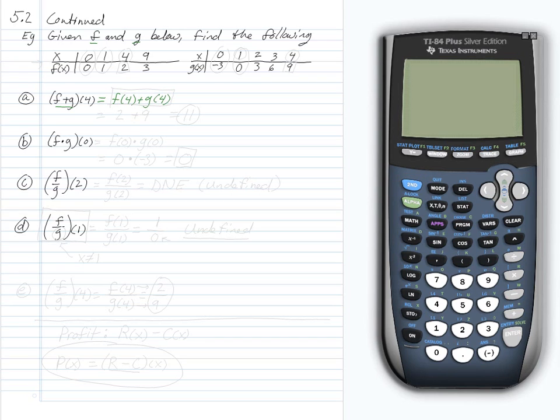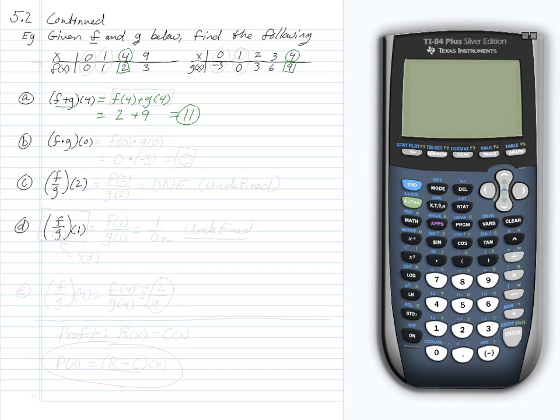Now I have tables to tell me exactly what f of 4 would be. F of 4, 4 being our input, results in an output of 2. And g of 4, over here on my g table, if 4 is my input in g, 9 is the output. So our result is 11.